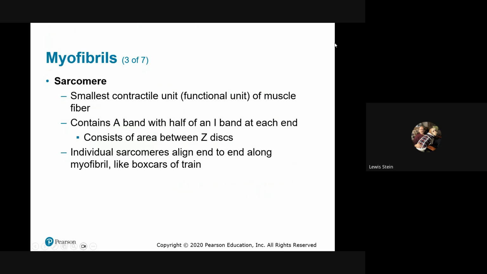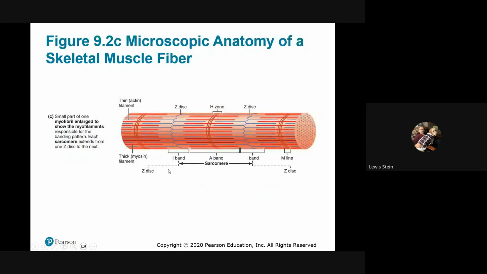So we take these ultra-microscopic structures, and it'll be easier to show you an A band with half of an I band. What do you mean by that? And the Z discs. Again, this whole idea of boxcars works. This is a better way to look at it. Maybe it's 6 inches long, maybe it's an inch long, doesn't matter. These are all very, very tiny. There could be thousands of them lined up.